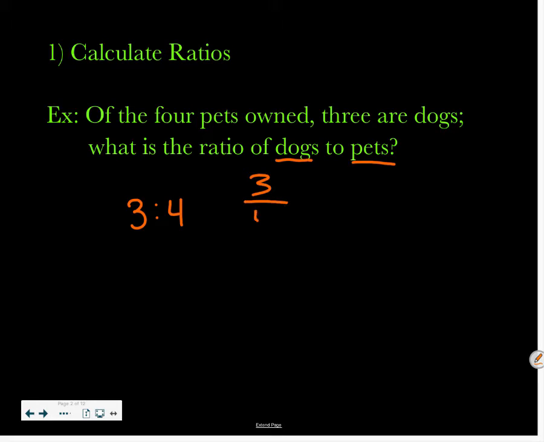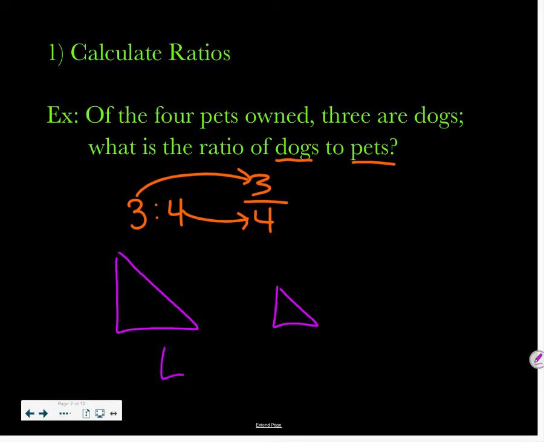Some of you like to write ratios as fractions. That's fine. Just note which one is the numerator and which one is the denominator. If I give you a picture and ask you what ratio is between the 2 pictures, remember we always go left to right unless the directions say otherwise. With pictures, you always go left to right unless it says otherwise.